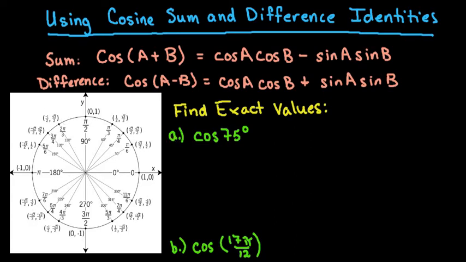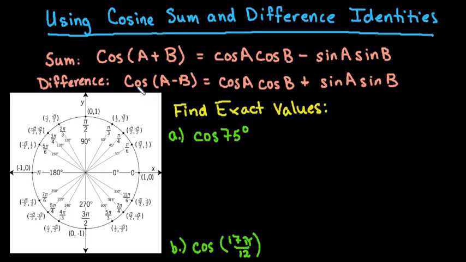For this video, what I want to do is show you how to use the cosine sum and difference identities in order to find exact values using the unit circle. So first you need to know the sum identity for cosine: cosine of the sum of any two angles is equal to cosine of the first angle times cosine of the second angle minus sine of the first angle times sine of the second angle. So A and B just represent any two angles that you're talking about.